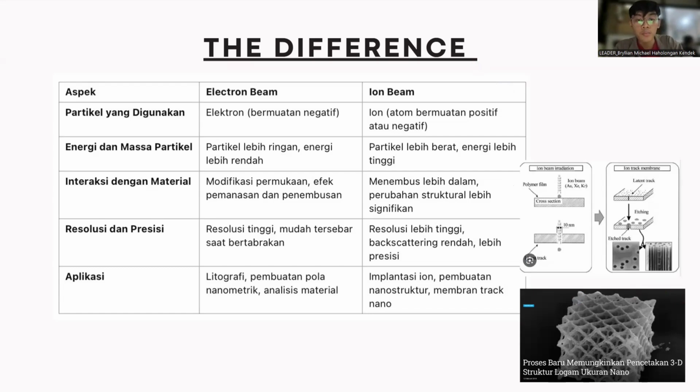For the ion beam, the application is for lithography, like the video before, and the ion beam is used for ion implantation, making nanostructures, and the last one is for membrane track nano. And you can see the picture for the membrane track nano in the slide.